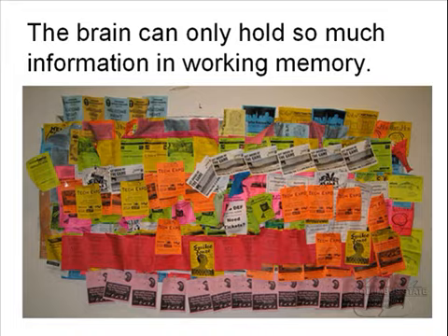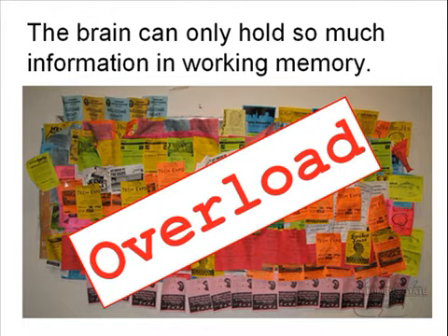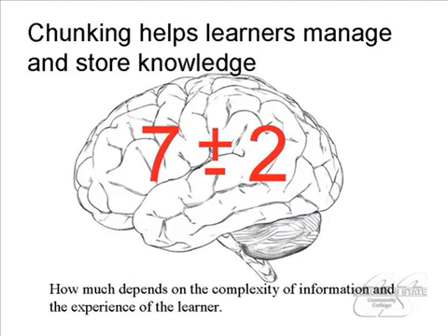Your first design consideration should be that the human brain can only hold so much information in working memory at one time. Too much information leads to overload and can decrease how much information is moved to long-term memory. Research has shown that we can hold 5 to 9 discrete bits of information in working memory at one time. This is expressed by the formula 7 plus or minus 2.